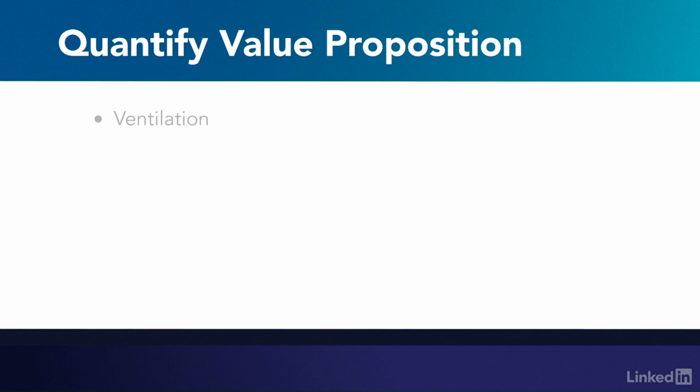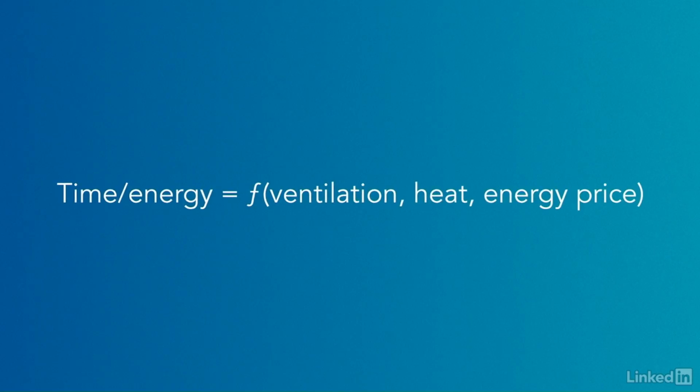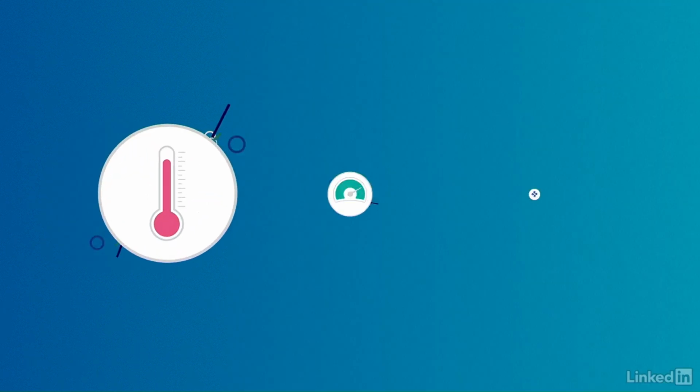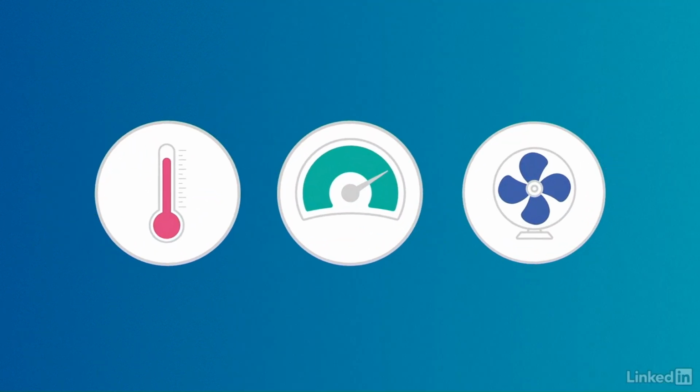There are two parts: ventilation and heat. Both contribute to the evaporation of liquid into gas, which is what, in effect, a dryer does. So in this case, time, or energy, is a function of ventilation, heat, and pricing. To quantify this model, we need to capture certain variables. They could include fan speed, angular velocity of the drum, load weight, heater temperature, drum temperature, and finally, electricity pricing. These variables expose the sensors that we need to include in our IoT dryer.